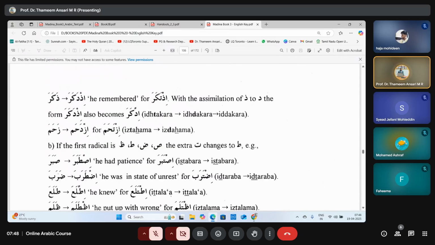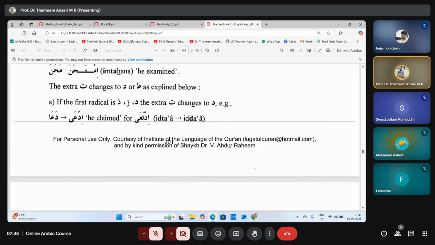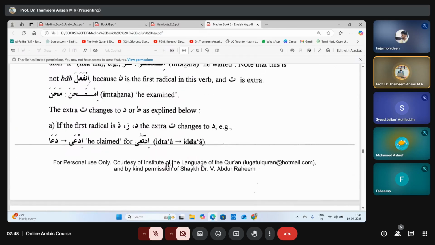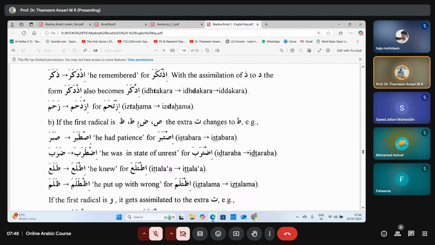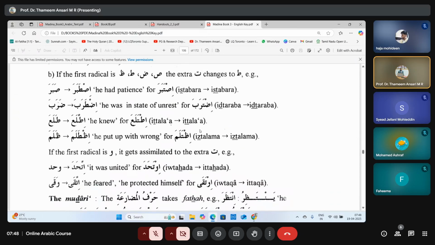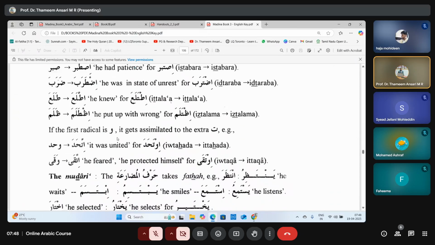So here 3 important points have been given. If the first radical is dal, zal, or za, the extra ta will change to dal. If the first radical is either sad, dad, twa, or za, the extra ta will get changed to twa. If the first radical is waw, it gets assimilated to the extra ta. Wahada, ittahada, for iwtahada. Waqa, ittaqa, for iwtaqa. Okay.